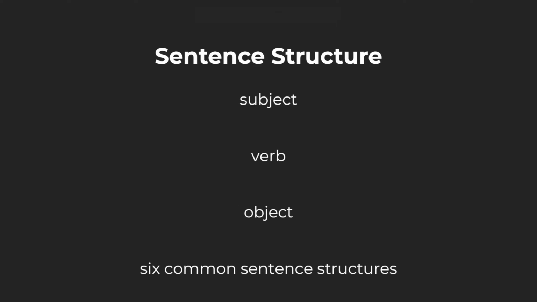And that wraps up our review on sentence structure. We went over the basic components of the sentence, the subject, verb, and object, as well as the 6 most common sentence structures. Make sure to watch the other videos in the series for a comprehensive review and keep practicing.